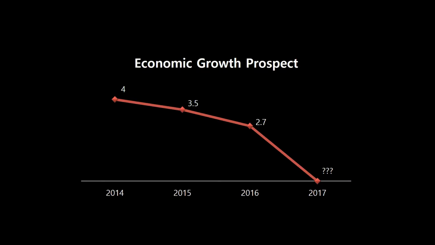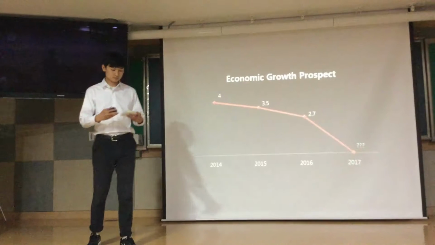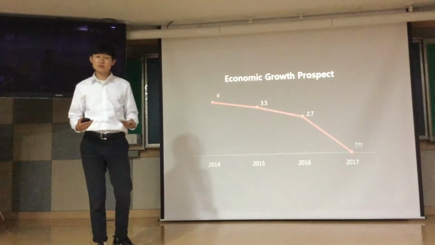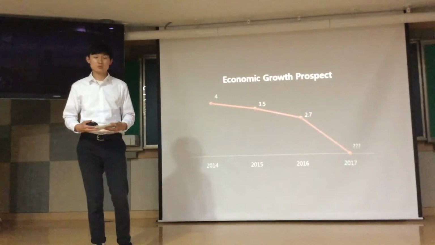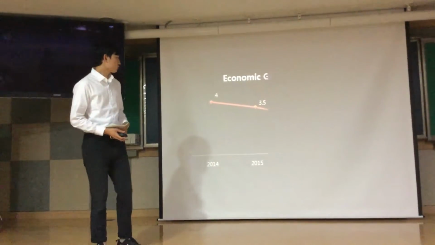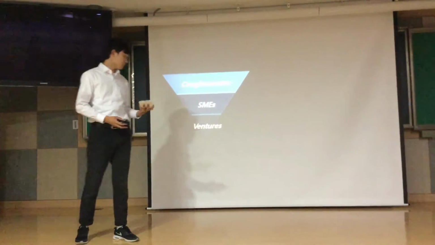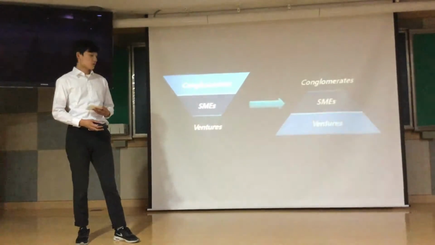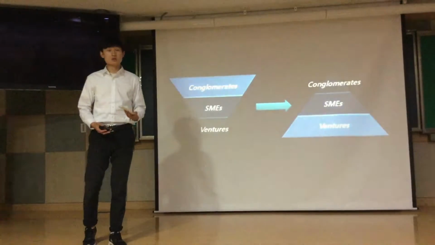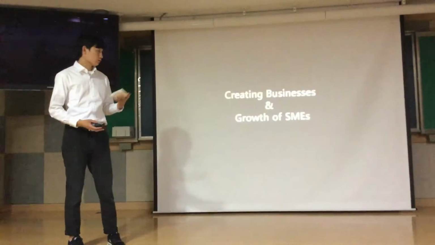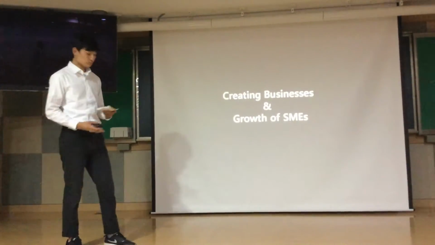The IMF has announced the economic growth prospect of Korea to be 2.7%. Considering that in October 2014, the economic growth prospect was 4%, this is a major problem. The prospects are reducing every year and are likely to keep on doing so. To solve this, we must reduce the dependence on conglomerates, and to do so, the government should make a better environment for creating businesses and the growth of SMEs.